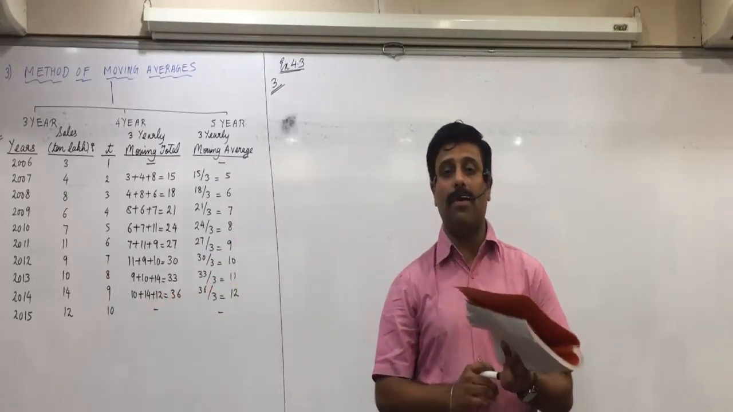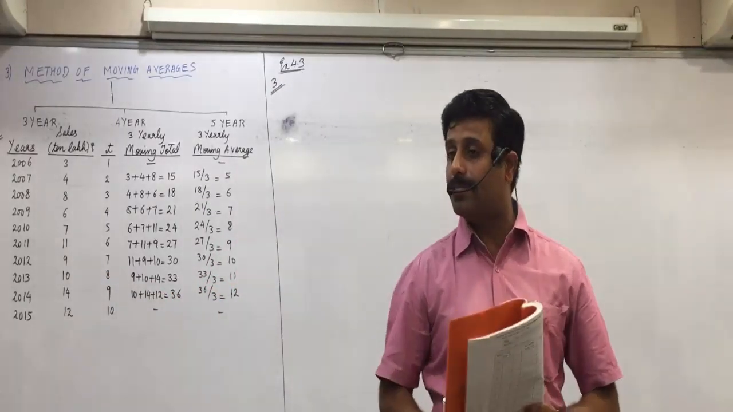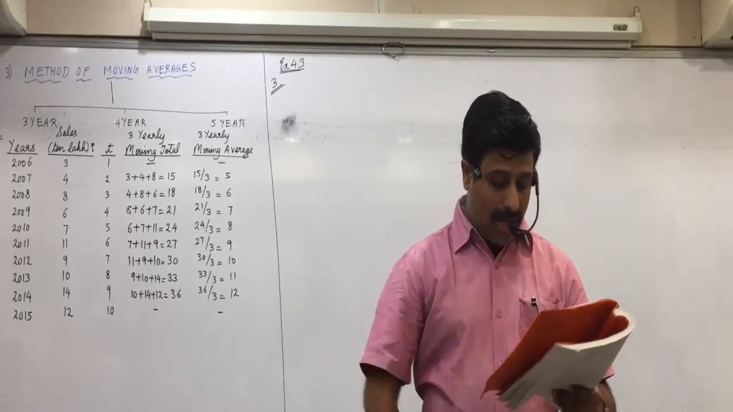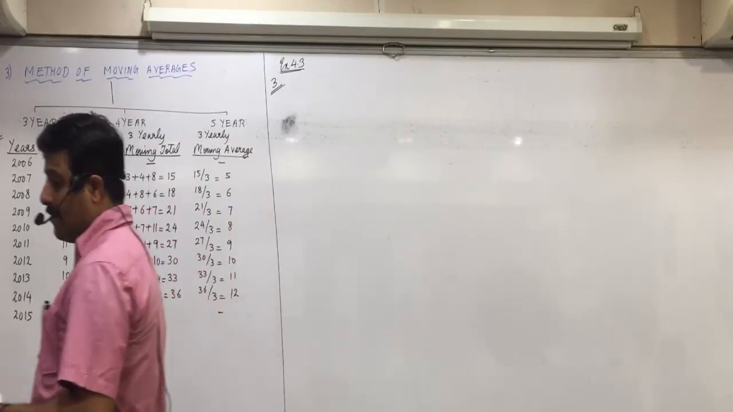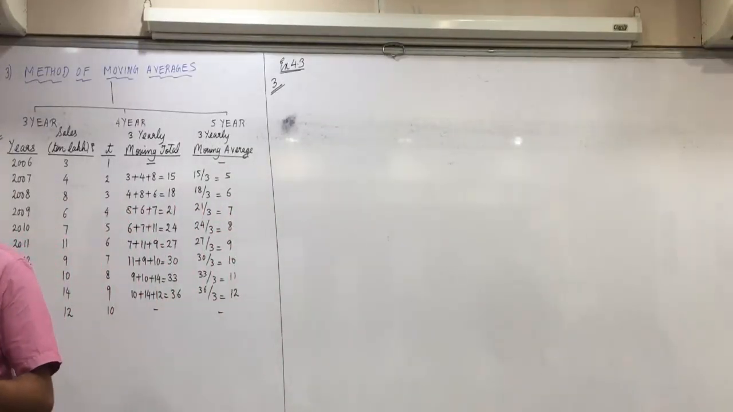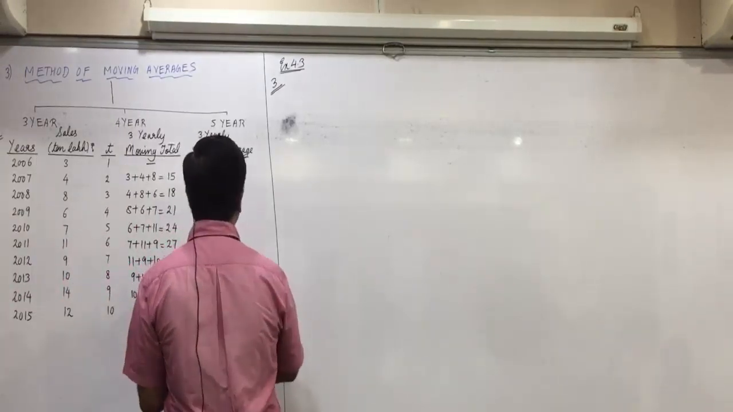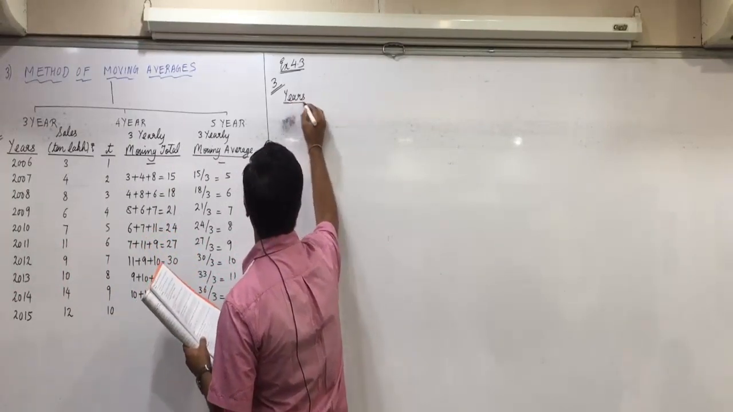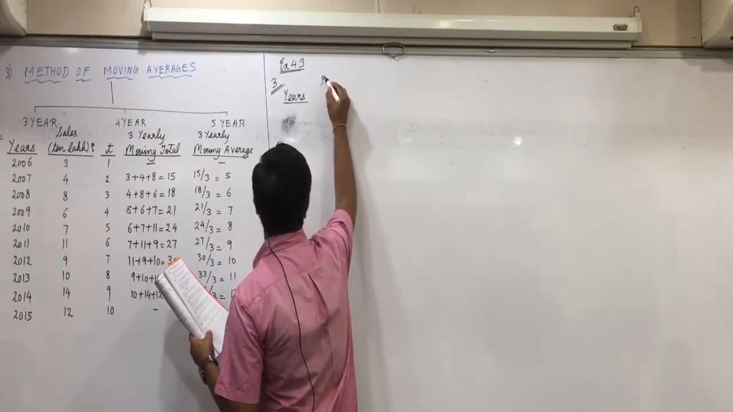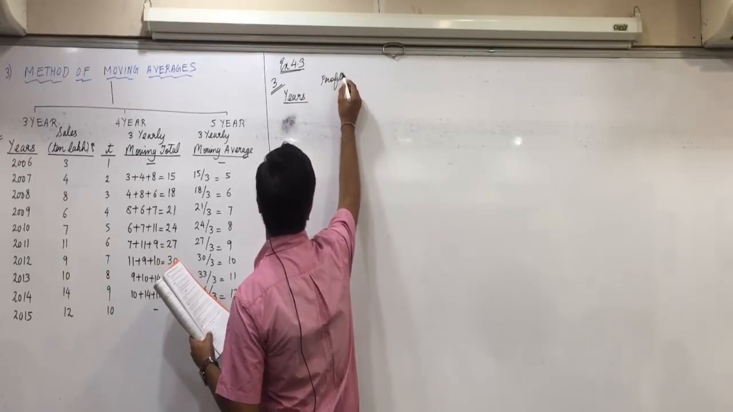Anyone still solving the previous question? Raise your hand. No. Now here you are given, find the trend using 5 yearly moving averages from the following data of profit in lakh rupees of a trader in different years. So what will be your first column? Years. Second column, profit in lakh rupees.